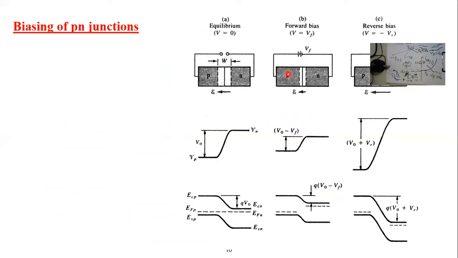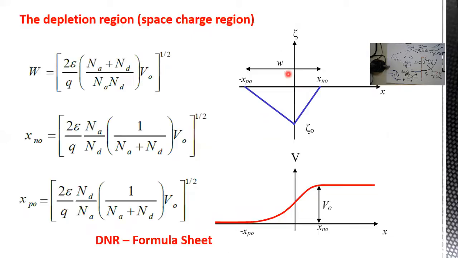So the depletion region exists if you are under thermodynamic equilibrium, under reverse bias, or under forward bias but VF is still smaller than the built-in potential. These are the three cases where you have a depletion region. However, when the forward bias is greater than the built-in potential, you don't actually have a depletion region. That's simply why this W turns out to be imaginary.